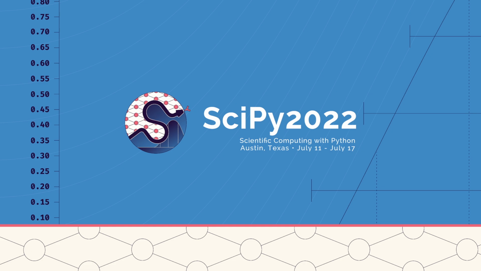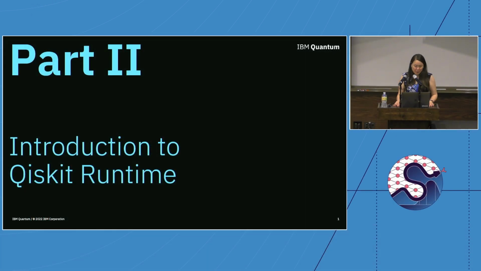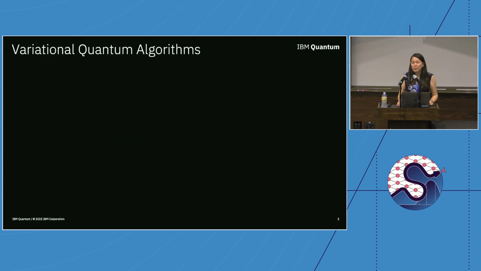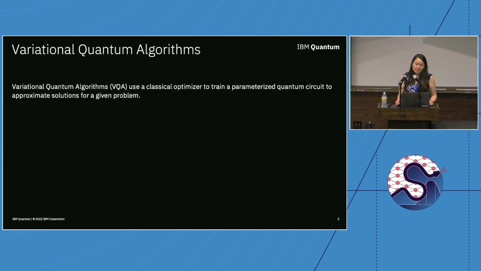All right, let's get started. So I will be talking about part 2 of this workshop, which is about Qiskit Runtime. But before I jump into Qiskit Runtime, I want to first talk about variational quantum algorithms. These are a type of algorithms that use a classical optimizer, such as the ones you would find in SciPy, to train a parameterized quantum circuit to approximate the solution of a given problem. Normally you would run your circuits, calculate the expectation values, plug these expectation values into the optimizer, get a new value back, and use that as the parameter for your next set of circuits.